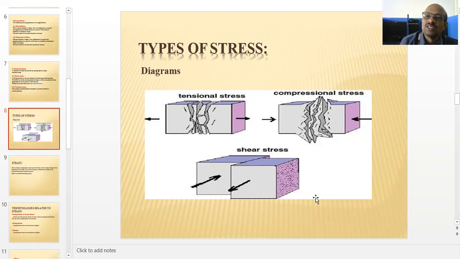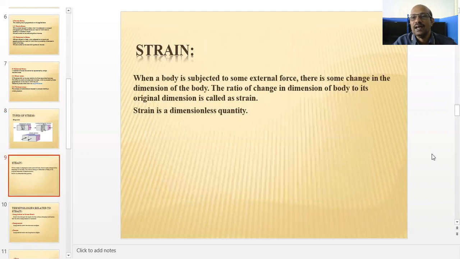Another one is shear stress. Whenever we are pulling and pushing, there will be a lot of shear stress and wear and tear will come. Then the twisting movement. By observing these diagrams, we know there will be resultants: change in length, decrease in length, change in angles, change in diameters and widths. All these things we learned up to this video lecture. Now we will see strain.